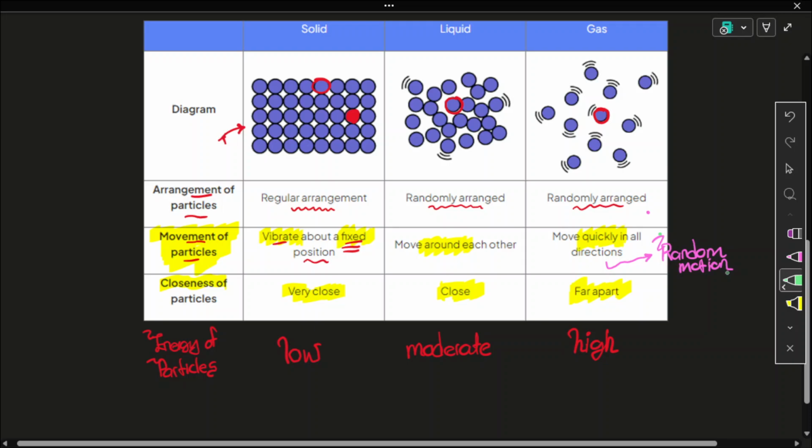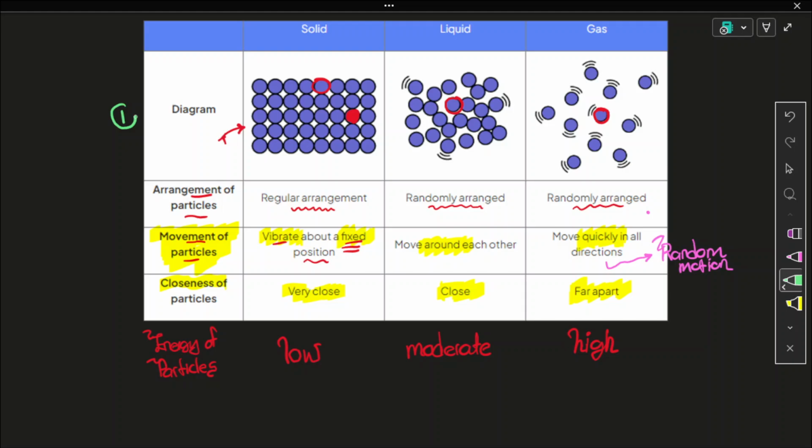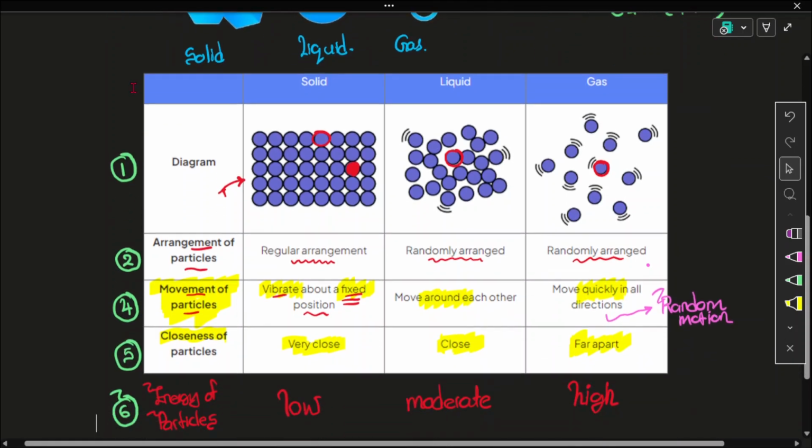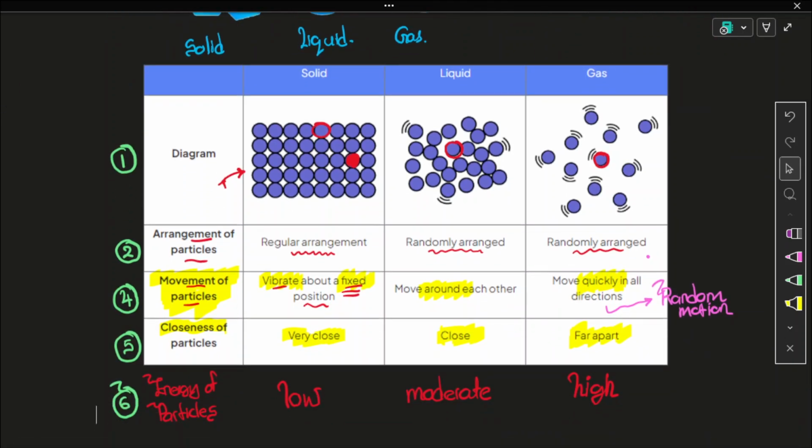So simply summarizing, we talked about first the diagram that we can draw. Then we focused on the arrangement of particles and then how those particles move, how close or far apart they are, and then the sixth one is perhaps the most important one, the energy of particles. All 6 points mentioned are pretty straightforward to wrap your head around. So these will simply be the states of matter, the three states of matter, and the properties of them that you have to know.